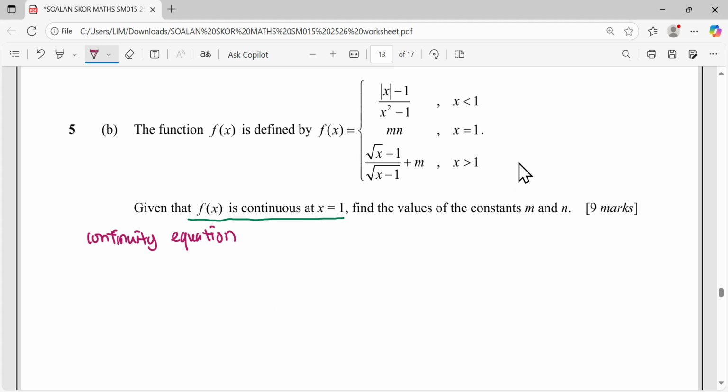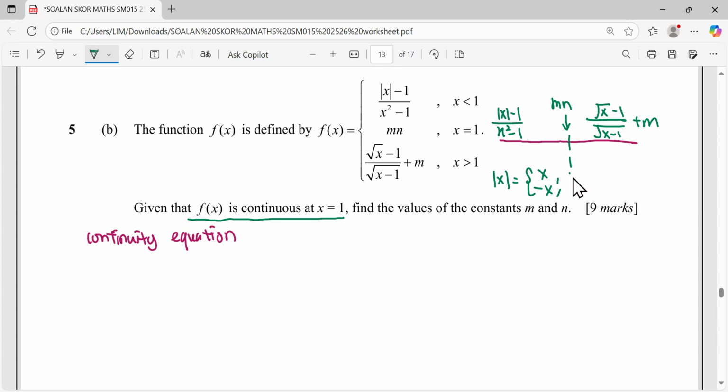So at x equals 1, this is our piecewise function. Before 1, it is modulus x minus 1 over x squared minus 1. At 1, it is mn. More than 1, it is square root of x minus 1 over square root of x minus 1 plus n. And we have a modulus here. So for the modulus of x, which one should you use? Express it in piecewise: one is positive, one is negative. Positive will be greater than 0, negative will be less than 0.